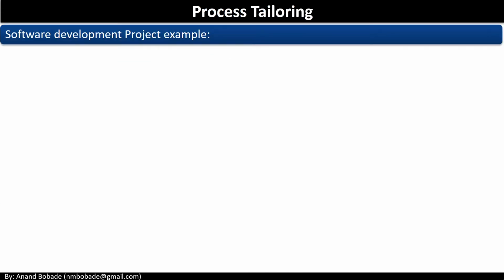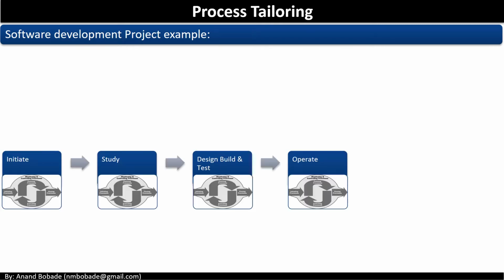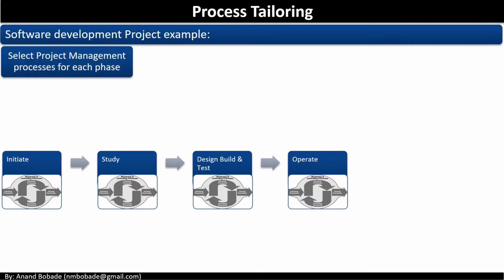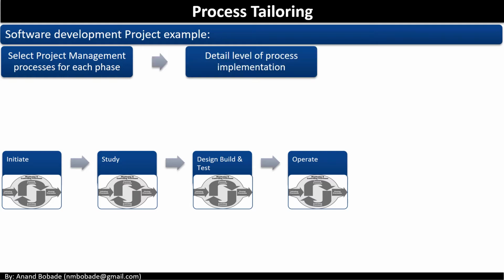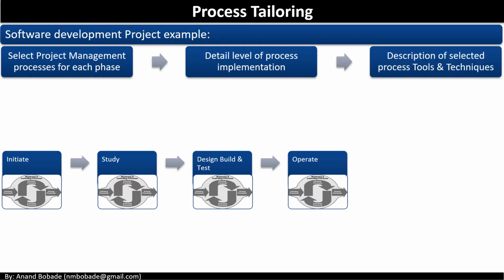Let's understand process tailoring through a software development project example. We have 4 phases for this project: initiate, study, design, build and test, and operate. Let's take a 3-step approach to do a process tailoring. First, select the project management processes for each phase of the project. Second, detail the level of process implementation you will do for each process. And finally, select the tools and techniques that you will use and describe its rationale.